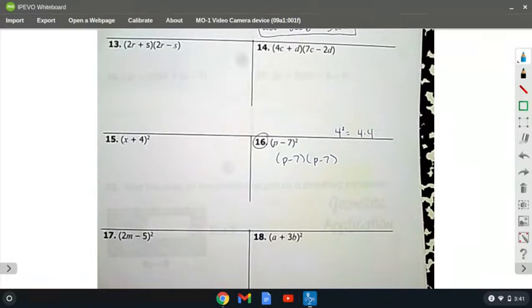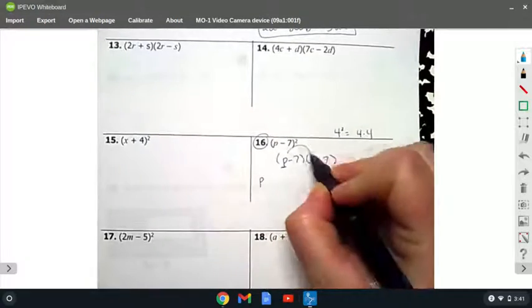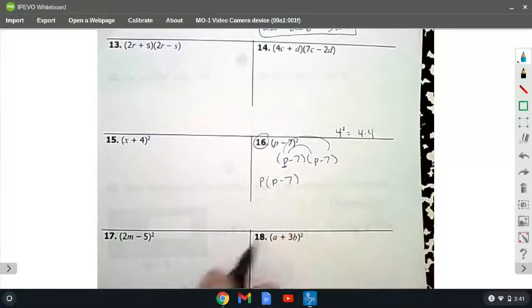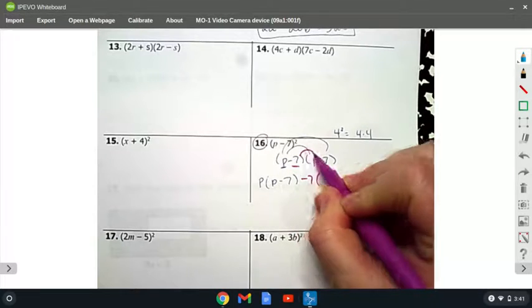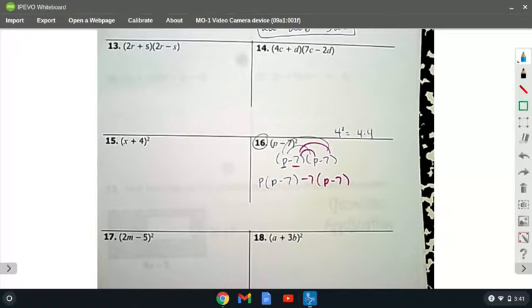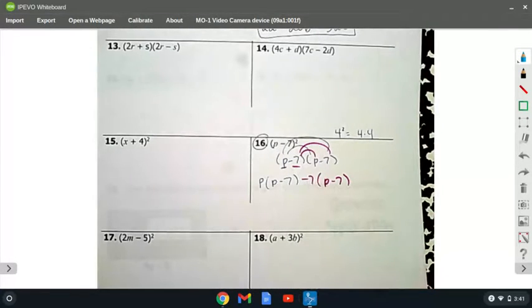And now I'm doing the same process that I've been doing. I'm going to take this term and multiply it by both terms in that parenthesis, so p minus 7. And then I'm going to take this negative 7 and multiply it by both terms in the last parenthesis. It looks a little confusing just because they're the same, but it's the same process. You just have to know to turn this into multiplying by itself.